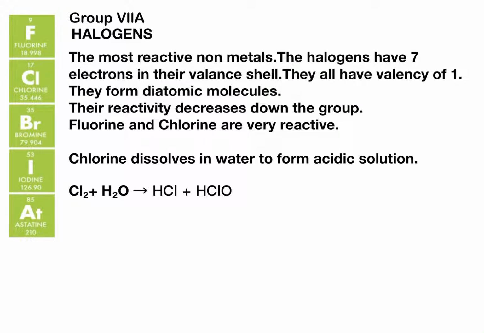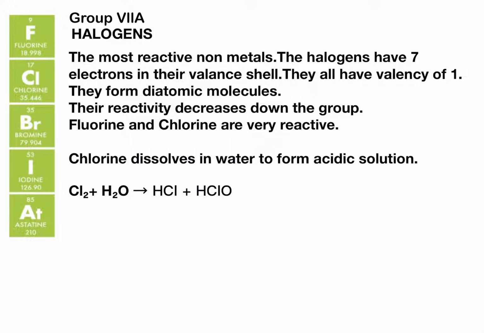Group 7A. They are known as the halogens. The elements in the halogen group are fluorine, chlorine, bromine, iodine, and astatine. They are the most reactive nonmetals. The halogens have 7 electrons in their valence shell, that is their outermost shell. They all have a valency of 1.